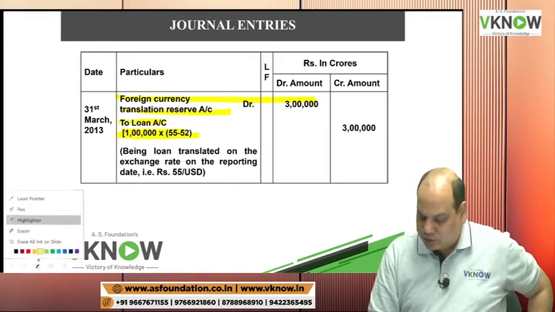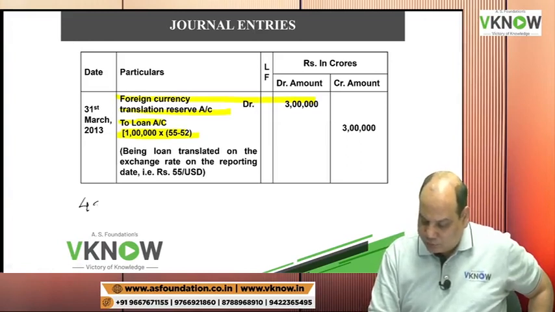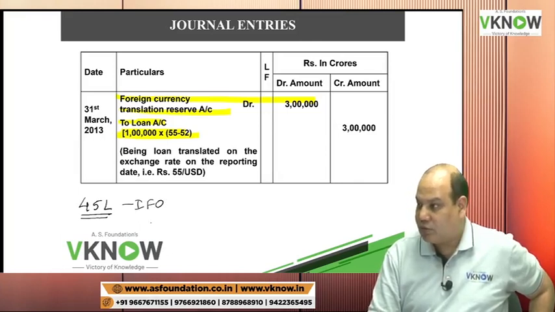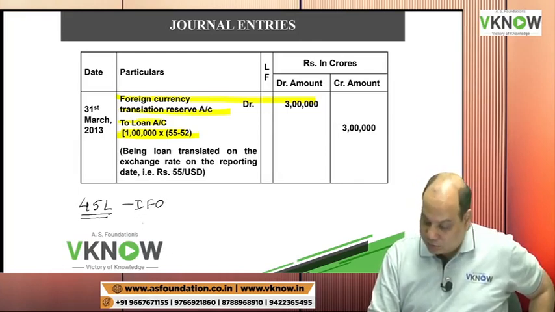One student is asking a query. Land was valued at 45 lakh in EFO. Very good, you are right. What is your query? You are giving me a fact. Give me your query. And now it is non-integral foreign operation.